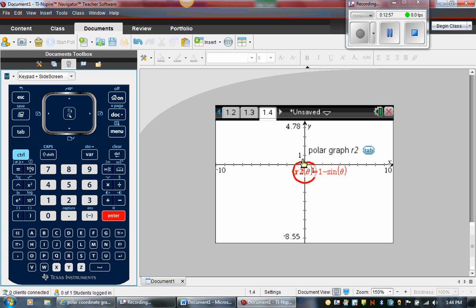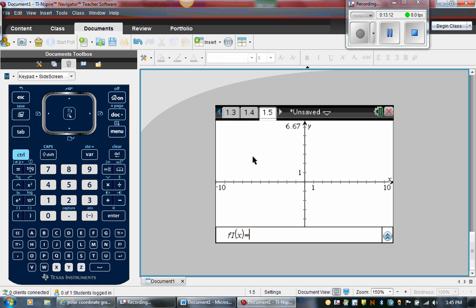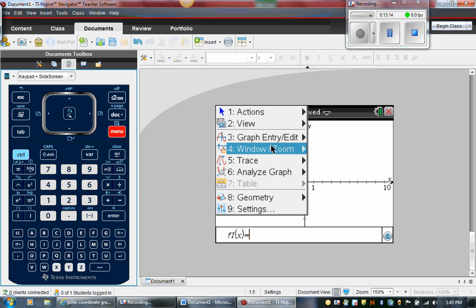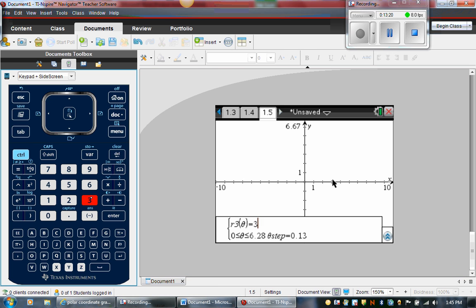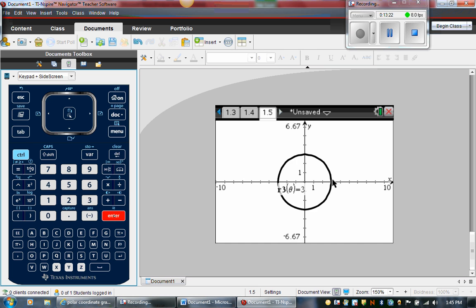Let's take a look at another one here. There are a couple of shapes that we should know. One of them is that simple one we said before for circles. I'll add graph. Let's say this time we graph r equals 3. R equals 3, you see we get a circle, it's centered at the origin, and its radius is 3.